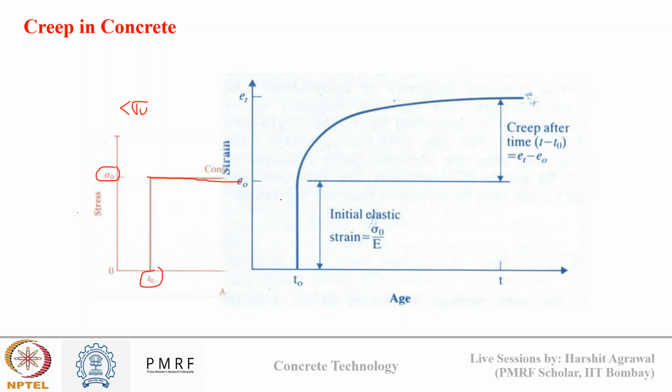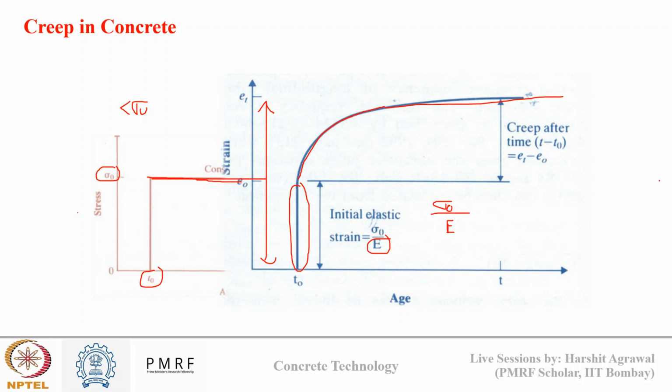Initially there will be some elastic strain, that is due to the modulus of elasticity of concrete. So sigma naught upon E will give me the initial elastic strain. As soon as the load is applied, there will be some elastic strain in the concrete. Now when this load is retained over time, slowly the strain in concrete will increase, and after a time t, you can see there is more strain in concrete compared to what there was after time t naught.